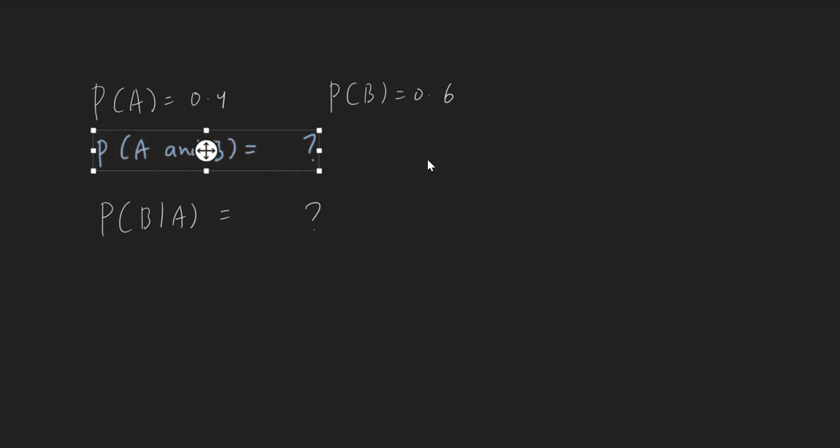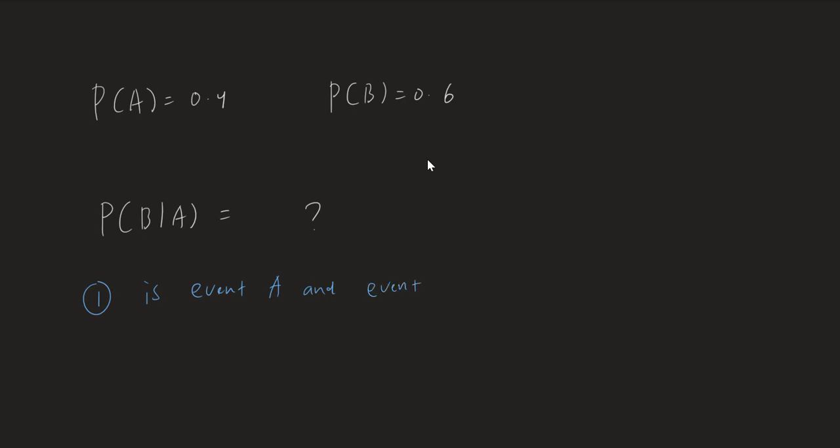I'll explain for all. We know probability of A is 0.4. We know probability of B is 0.6. You need more information. Are event A and event B independent?